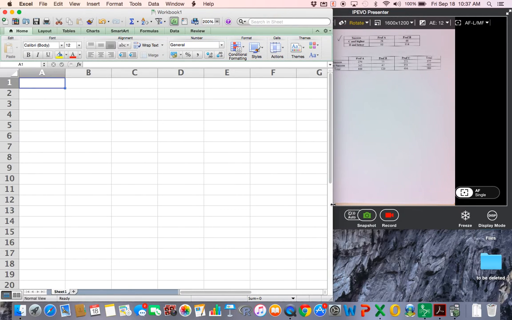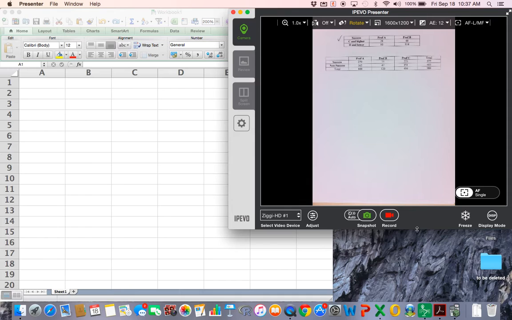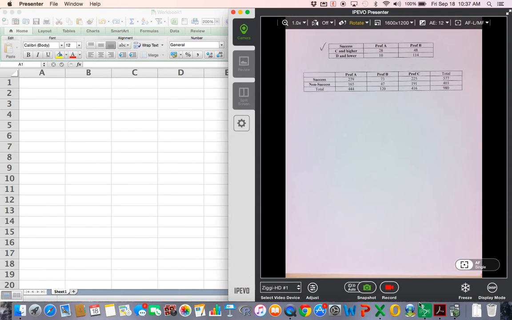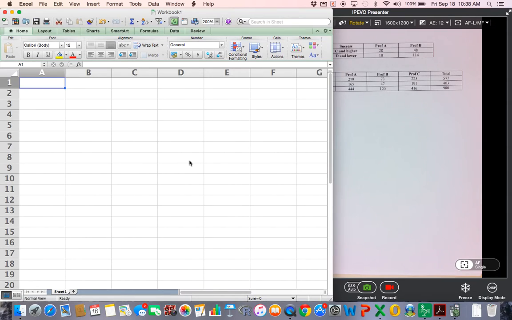So what I want to do is set up this data set. Now, what you may want to do, and I've seen people do this, is call the first Prof A success, and then Prof A non-success, and Prof B success, and Prof B non-success.